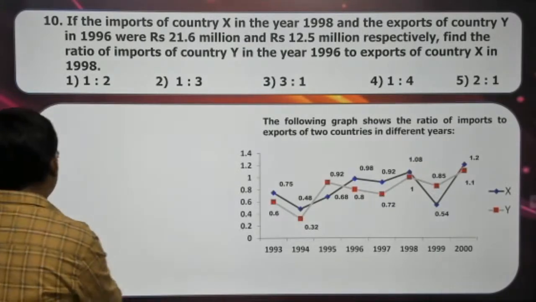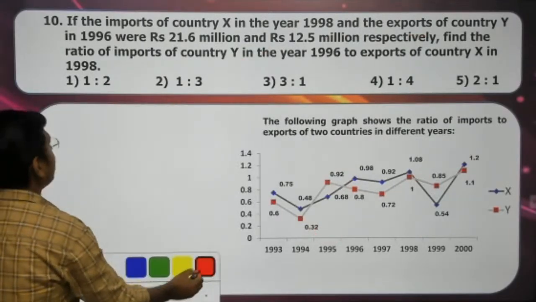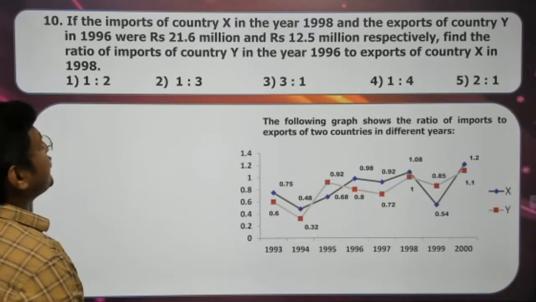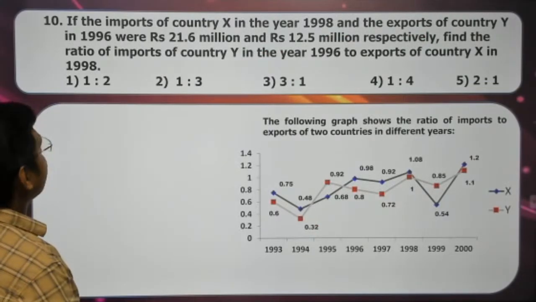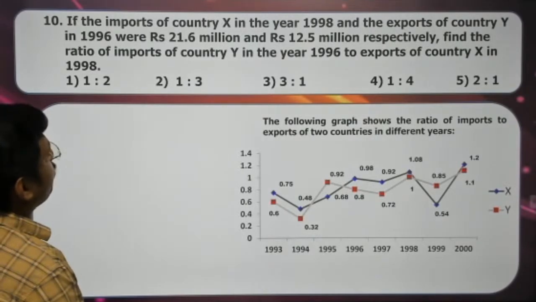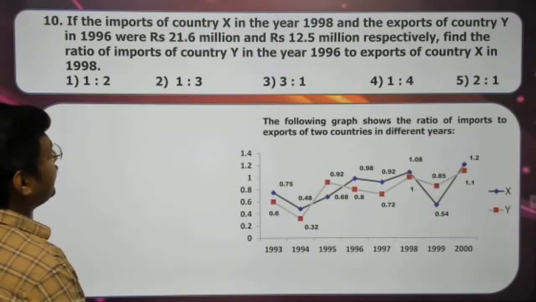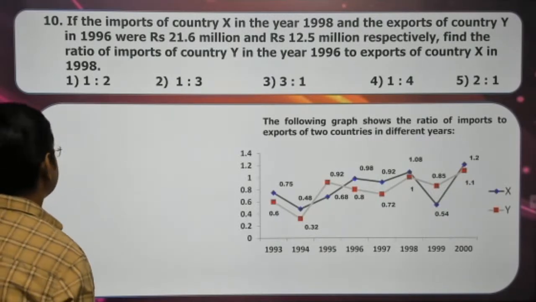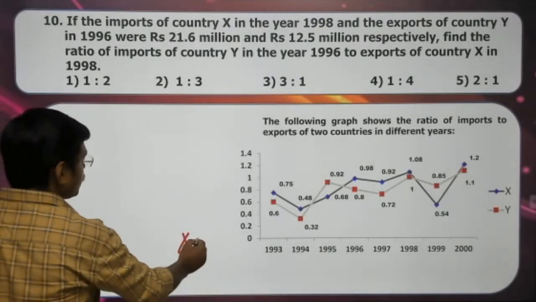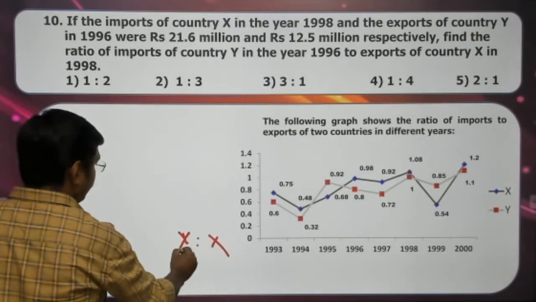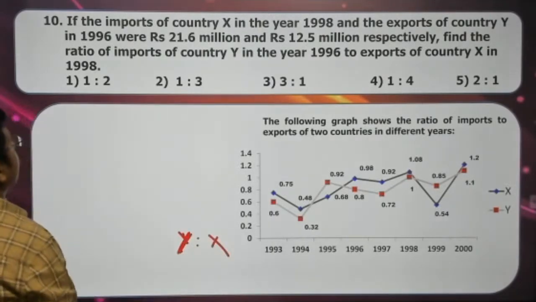As you know, similar to the sixth one: if the import of country X in the year 98 and export of country Y in 96 were 21.6 and 12.5 million respectively, find the ratio of the import of country Y in the year 96 to export of country X. So we need to find the Y is to X ratio, remember that, Y is to X.